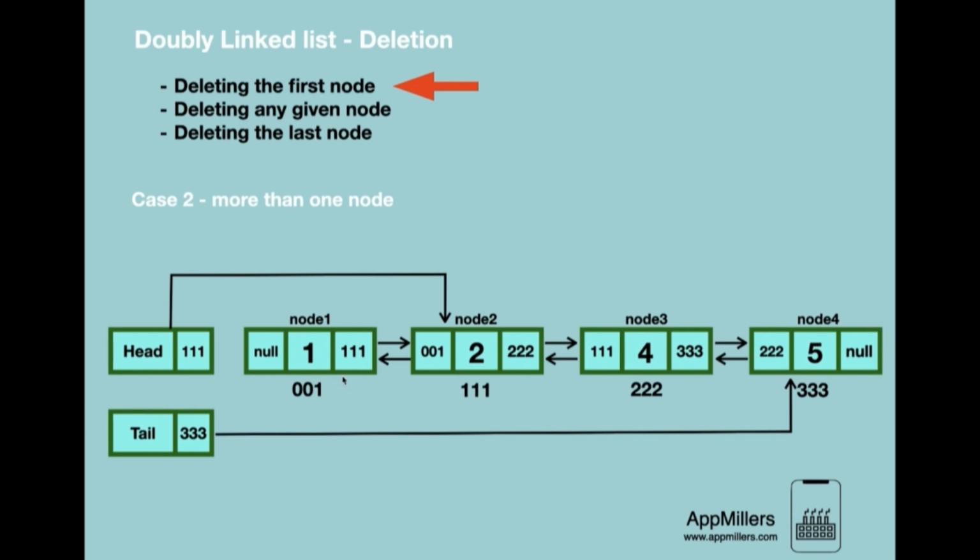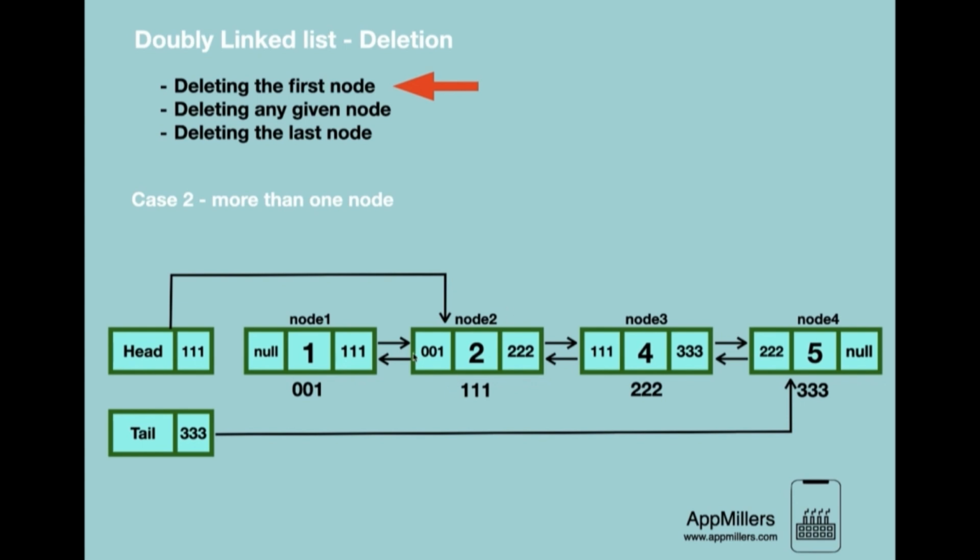Now node 1 is not yet eligible for garbage collection because there is a reverse link from node 2 to node 1. So node 1 is pointed to by node 2. So we need to delete this link over here. So how can we delete this link over here? So we know the first node's previous reference in a double linked list.